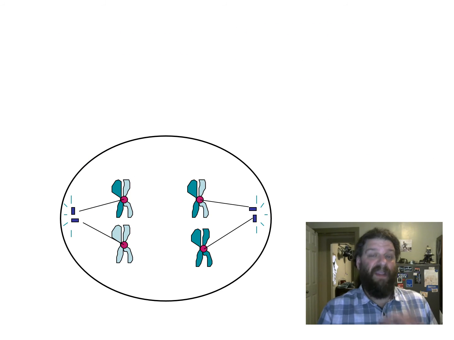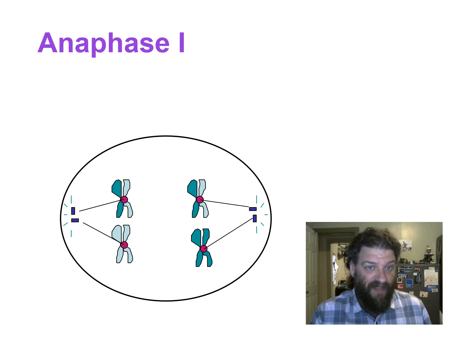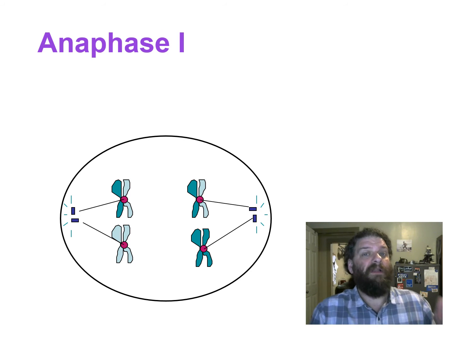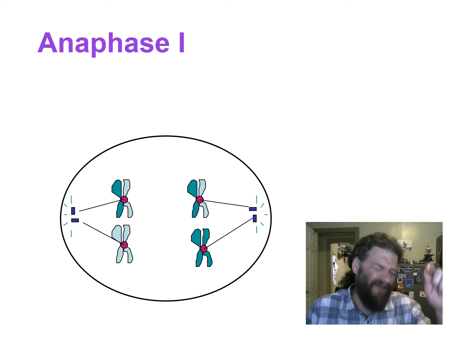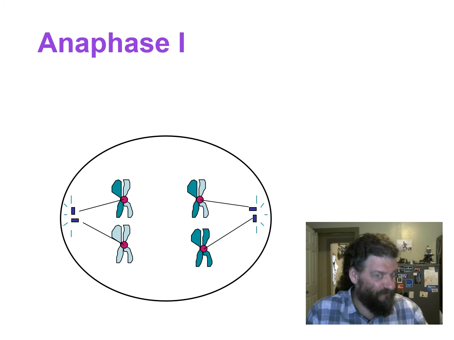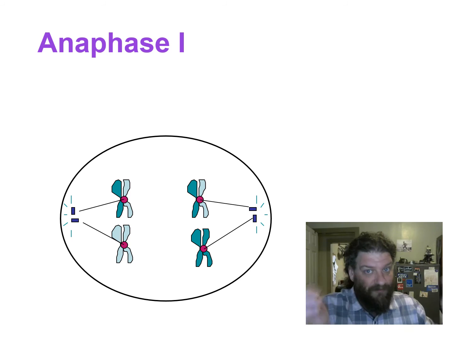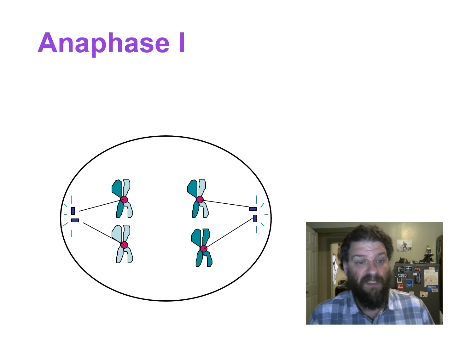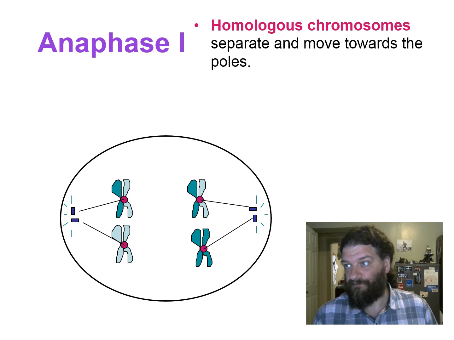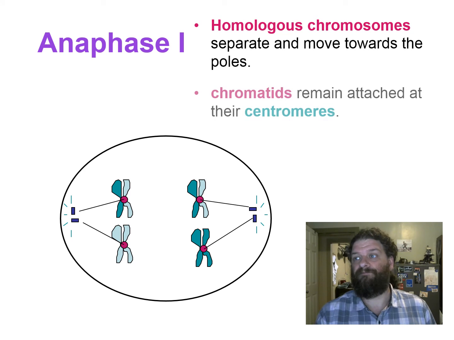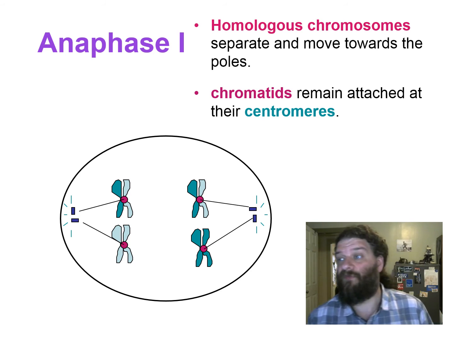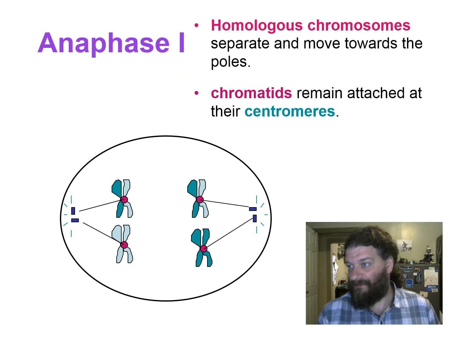So now, instead of seeing 46 single chromosomes migrate to either pole, we're going to see 23 double chromosomes, because now we had 23 things lining up, right? They're going to segregate into double chromosomes, and we're going to have 23 going to each pole of the cell. Right, they're still double chromosomes, so those chromatids are still attached.